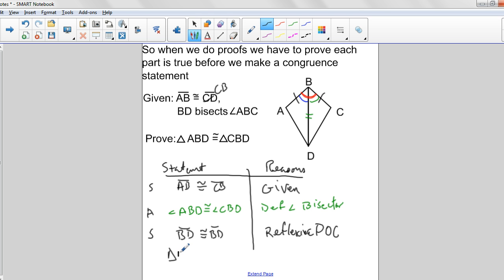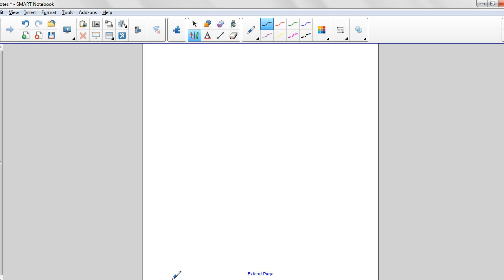So now you've done each one, and you can write your congruent statement at the end. You're proving it to be true that triangle ABD is congruent to triangle CBD. The reason is we have done side, angle, side. We're proving each part of that. And that's all. Hope you understand it. Watch a few times if you need to.